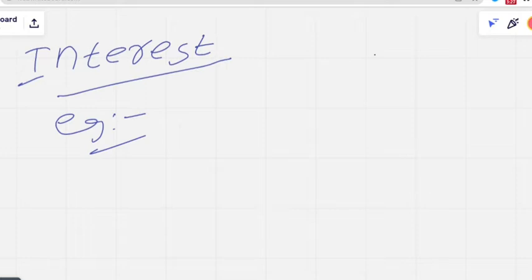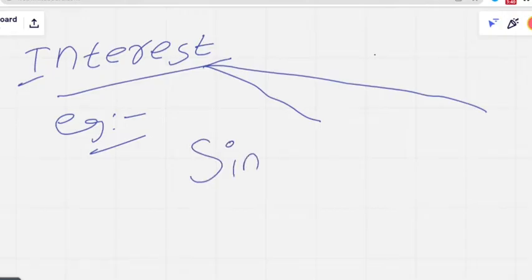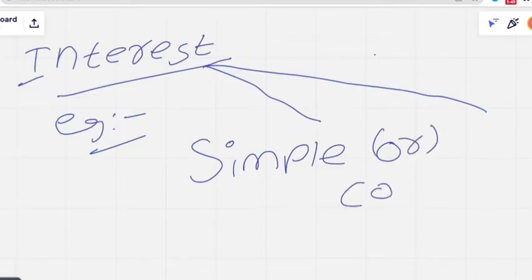So let me write what interest we have in general. We have two kinds of interest: simple interest or compound interest. These are the interest we usually have. These two are very different, so let's see what simple interest is first.